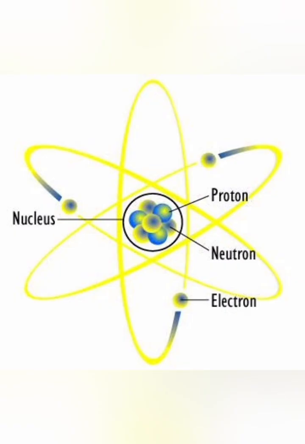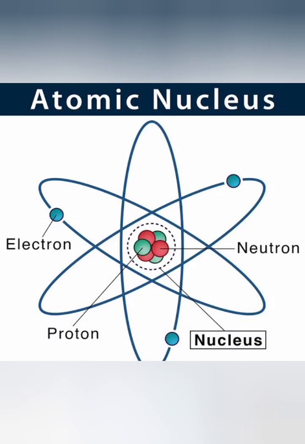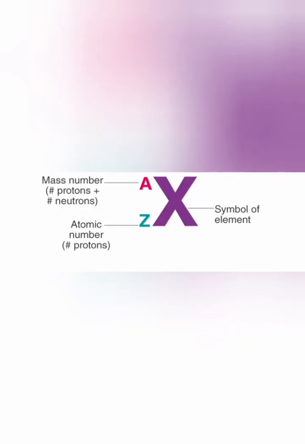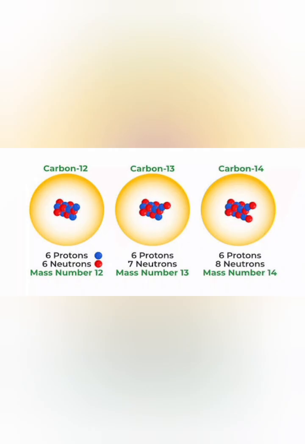Every atom has a nucleus, and inside that nucleus are protons and neutrons. Protons determine what element an atom is. Neutrons determine which isotope of that element it is. So if you change the number of neutrons in an atom, you do not change the element. You only change the version of that element. That version is called an isotope. Isotopes are atoms of the same element with the same number of protons, but different numbers of neutrons. This small nuclear difference leads to very big consequences.